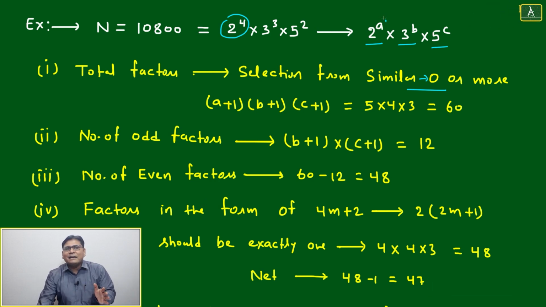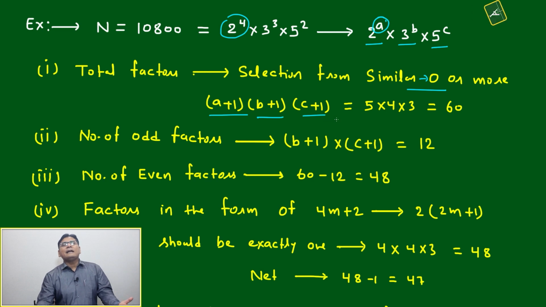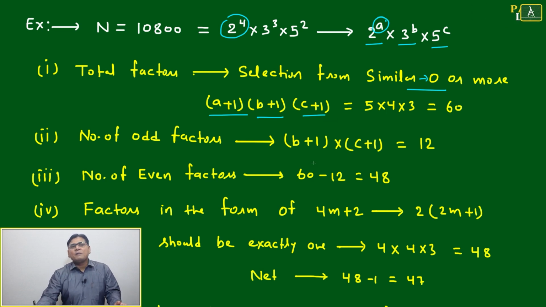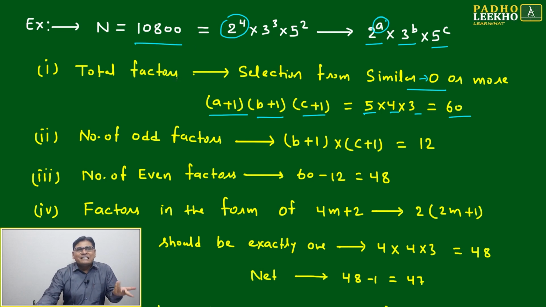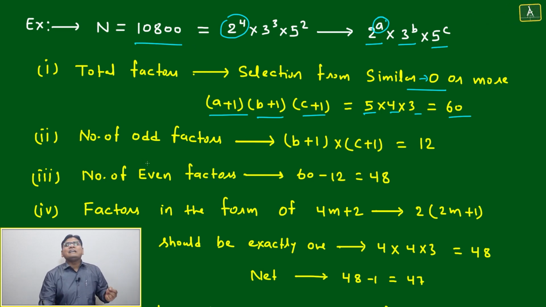If n things are there, then n plus 1. Here how many things are there? a number of 2's, so a plus 1; b plus 1 for 3's, and for 5's c plus 1. We select similar 2's 0 or more, similar 3's 0 or more, similar 5's 0 or more, so a plus 1 into b plus 1 into c plus 1. For this case 5 into 4 into 3 is 60. Total you get 60 factors of 10,800.